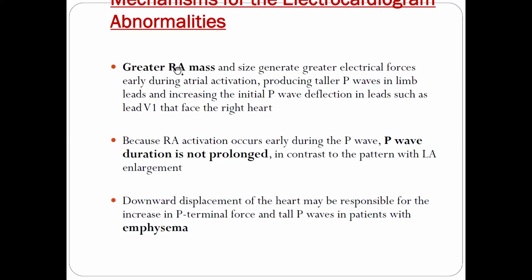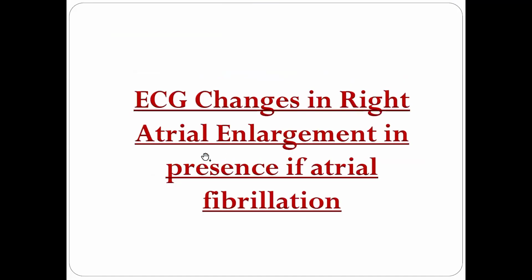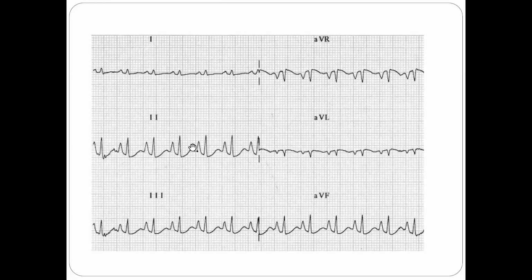Since the right atrium is more enlarged, with greater RA mass, it generates more electrical forces and thus produces taller P waves. Because RA activation occurs early, the P wave duration is not prolonged. If the duration has to be prolonged, it is mainly dependent upon left atrial enlargement. As you can see here, there are tall P waves in lead 2. So you can say right atrial enlargement on ECG based on the presence of tall P waves.